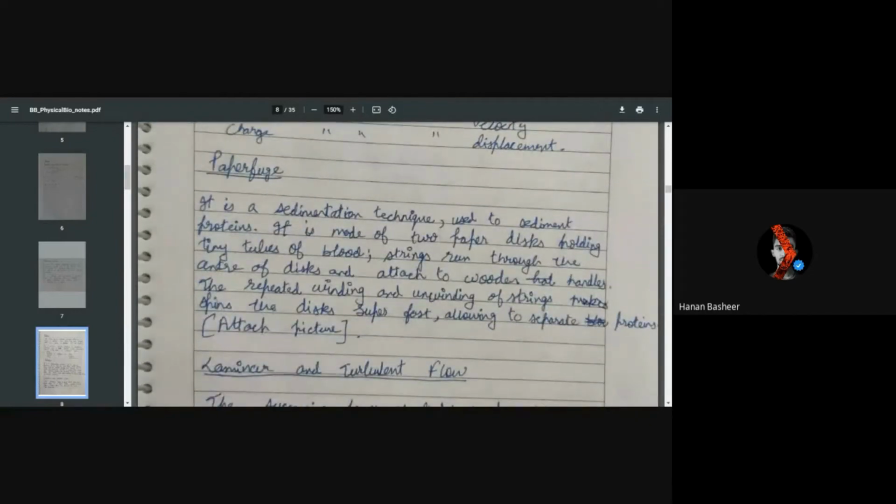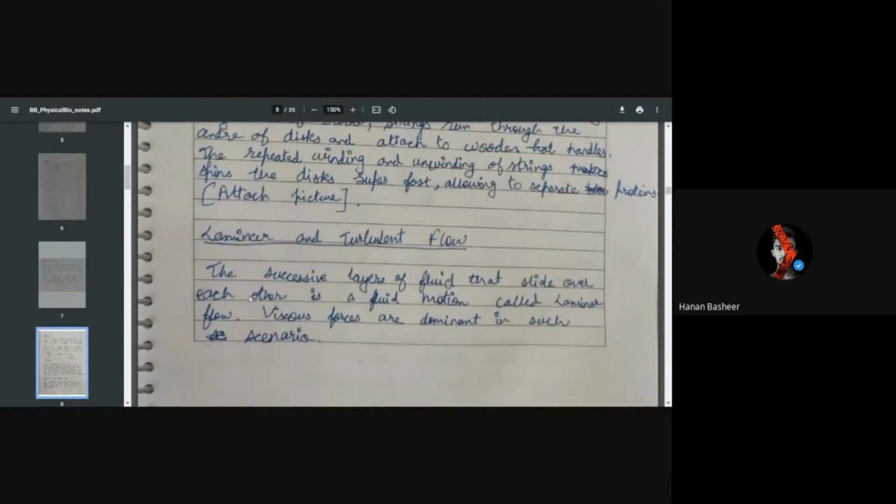Then we have a paperfuge. A paperfuge is a gadget which can be used as a centrifuge to separate the components of a given fluid. The paperfuge is actually a smaller version of the centrifuge, which is made to work using hands.